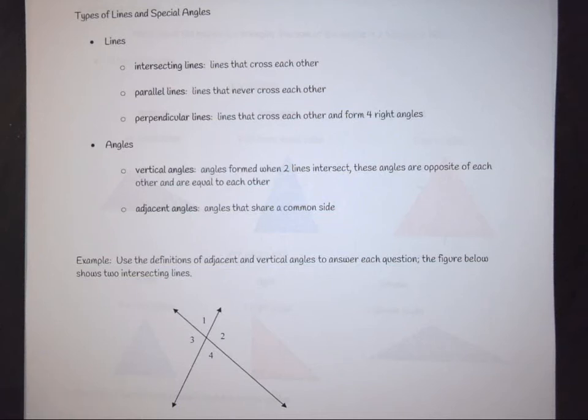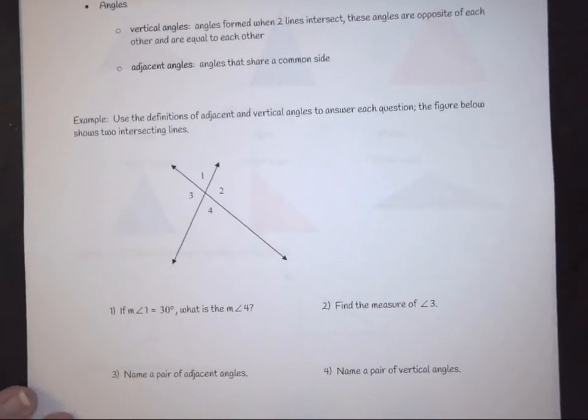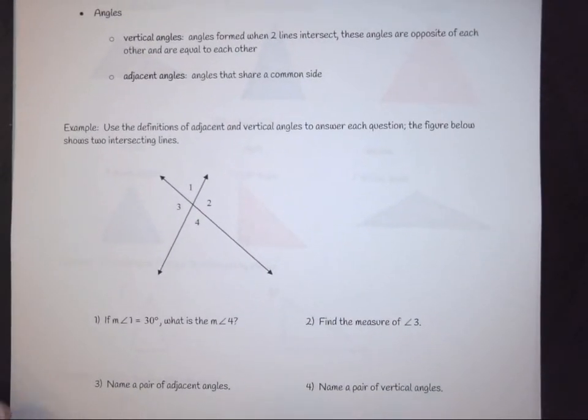Now, in terms of our angles, we have two very special cases here. The first is vertical angles. Vertical angles are formed when you have intersecting lines, so you're looking specifically at angles opposite each other. Usually these angles have to be equal to each other. When we talk about adjacent angles, we're talking about neighbors, angles that share a common side.